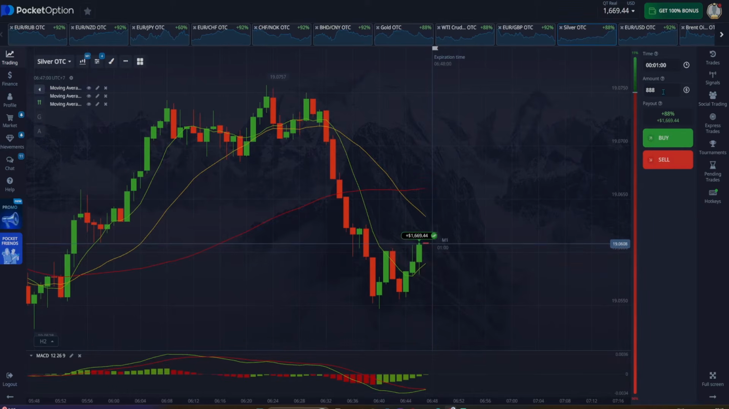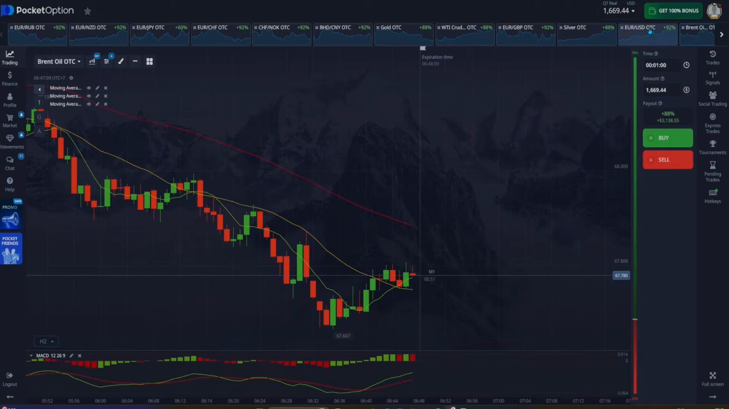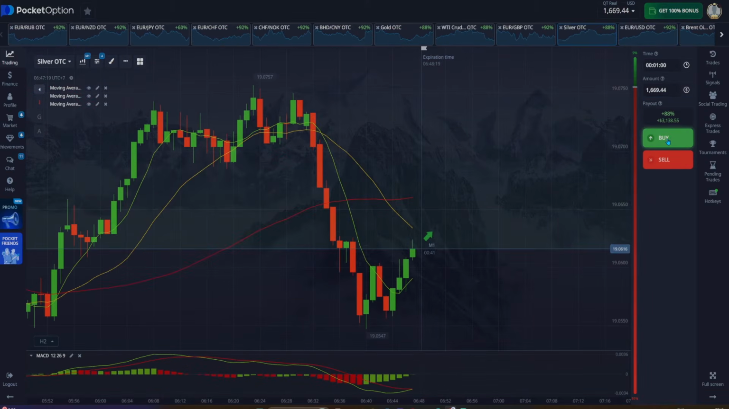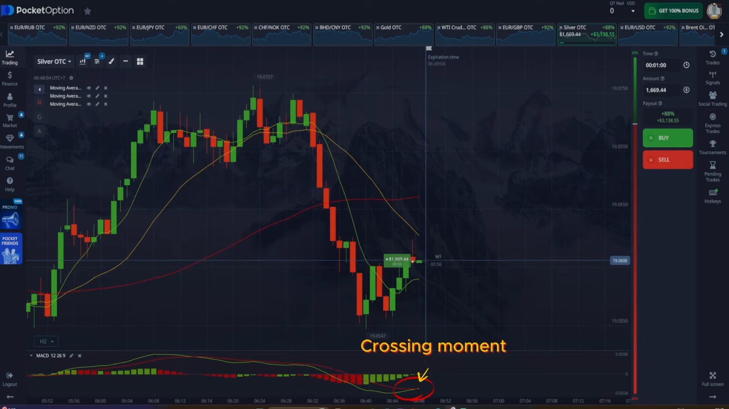Okay, profit. All right, traders, let's open the market again. Watch the MACD indicator closely. We now have a bullish crossover where the main line cuts above the signal line from below. Every time this happens, it signals buyers are stepping in with fresh momentum.